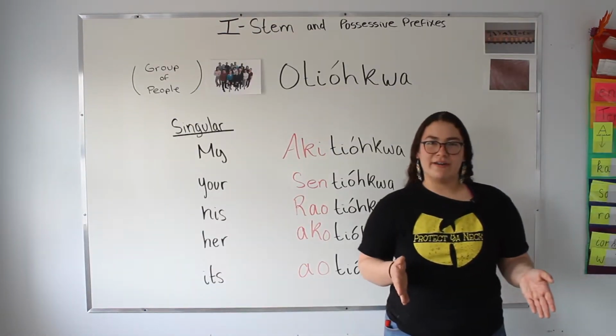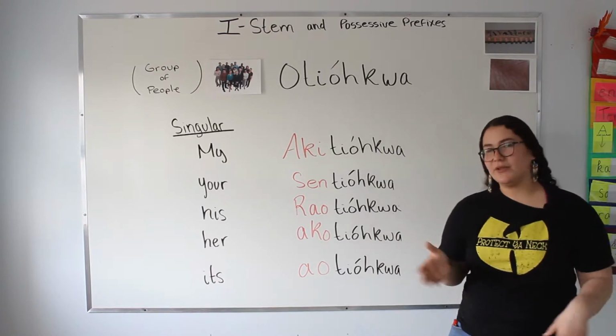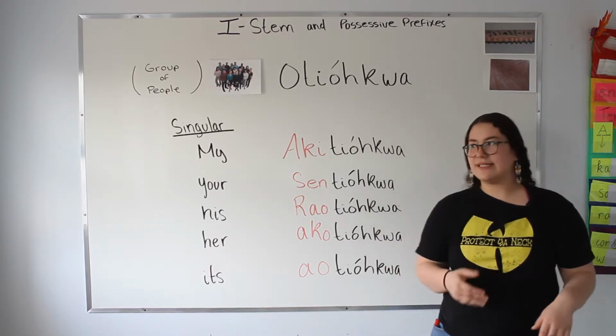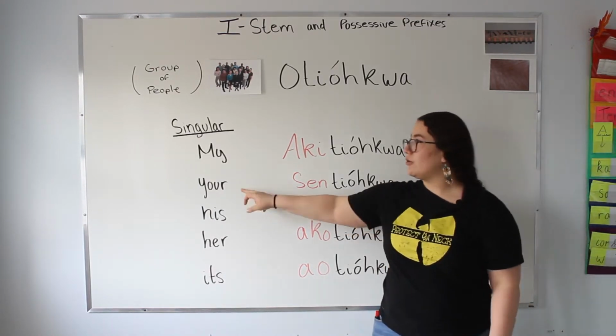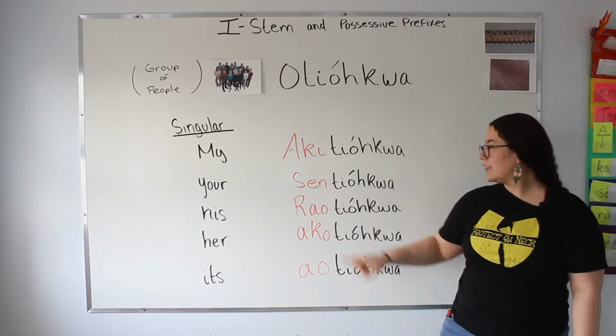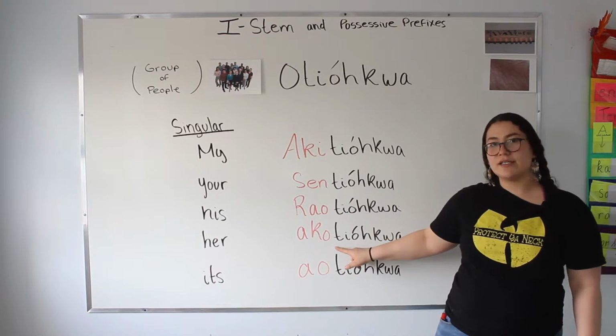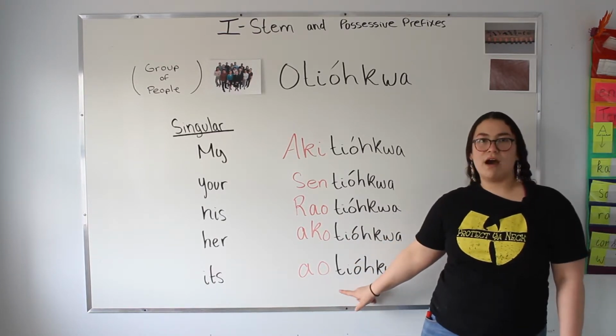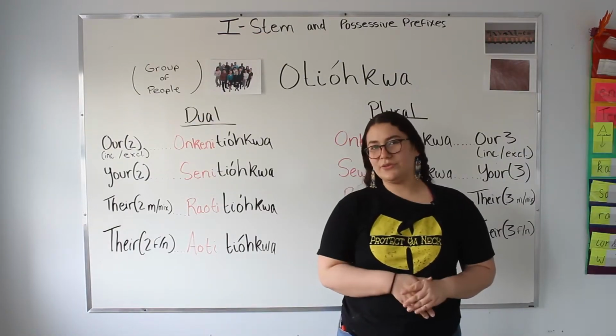Continuing on and following from our previous lessons, we're looking at all the possessive prefixes. We just did mine. Your Ojokwa, your group of people, is Zanjokwa, his group, Raujokwa, hers, Agojokwa, and its group, Aujokwa. And now we're going to look at duals.